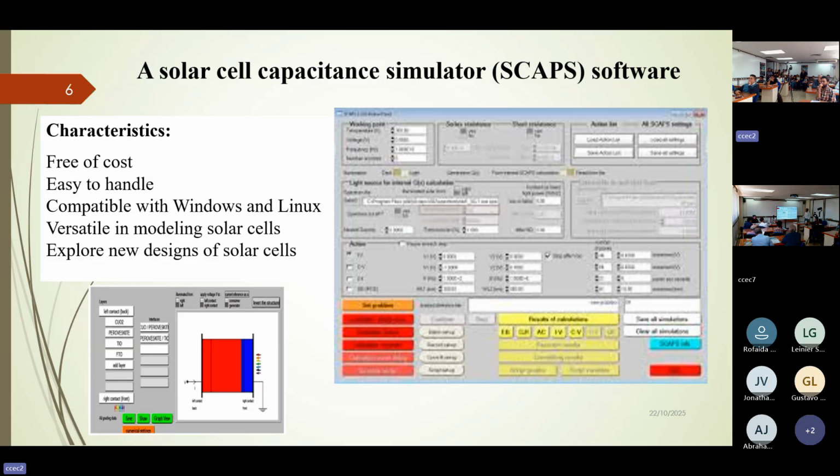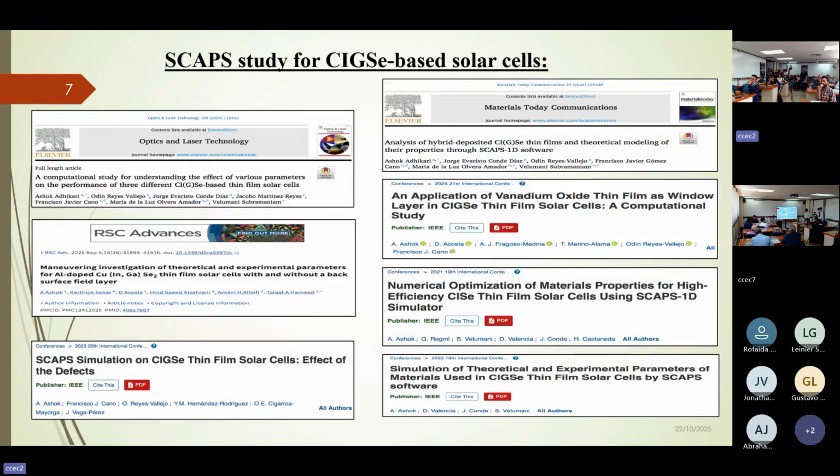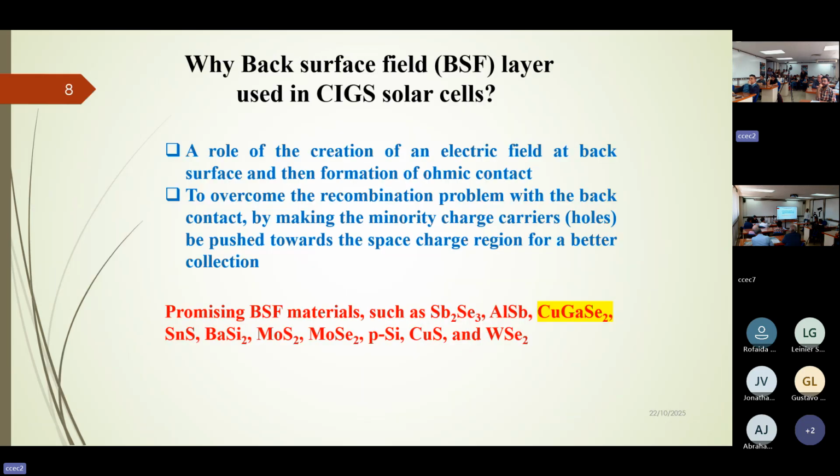Okay, so I have previously worked with SCAPS using CIGS with different buffer layers and different absorber layers, even CIS. In this case, we only have optimizations. In our case, we are exploring the back surface field layer. So the main idea of this work is: why do we use the back surface field layer?